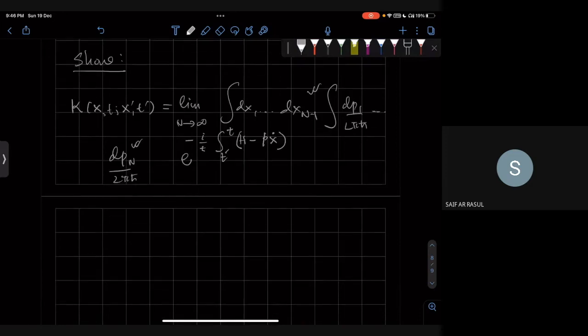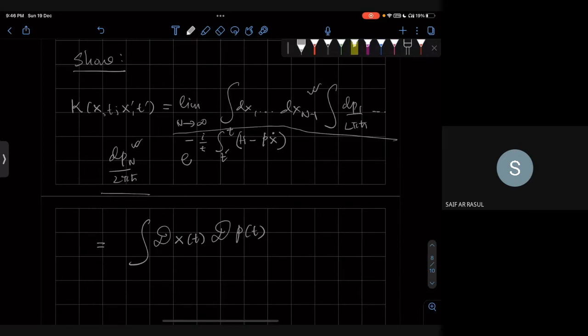So you can show this, and this integration measure is often written in this way. So curly dx of t, curly dp of t by 2 pi h bar, e to the power, so in the limit where n goes to infinity, that's where it's written, e to the minus i by h bar, integral of t minus t prime, h minus p x dot, dt. Those of you perceptive will notice that this is the minus of the Lagrangian.